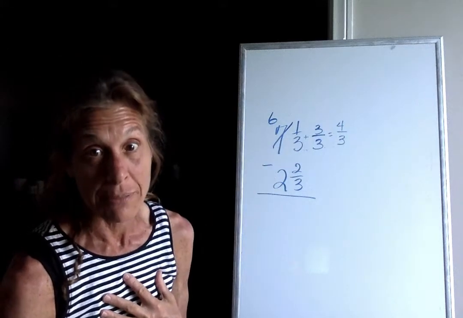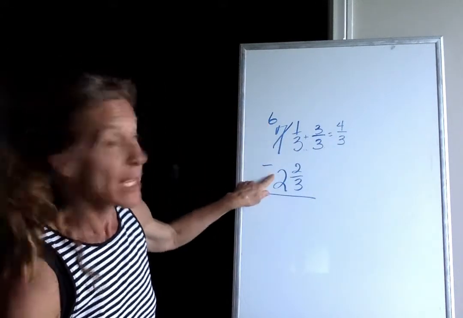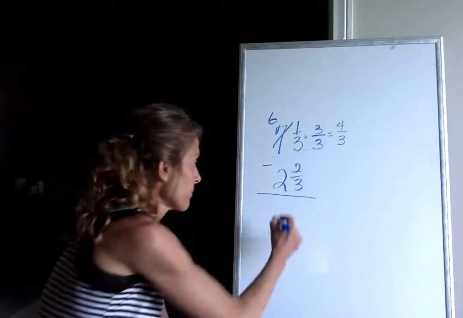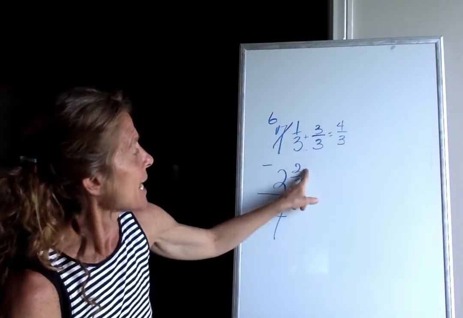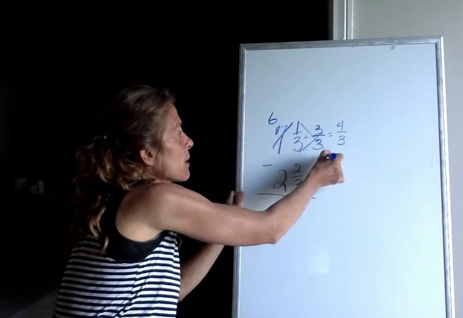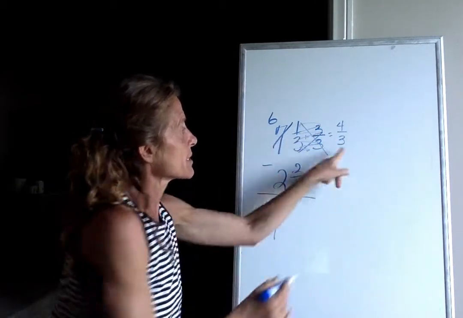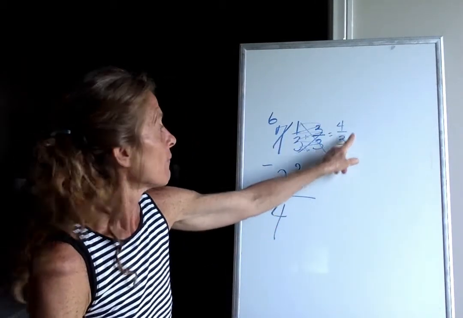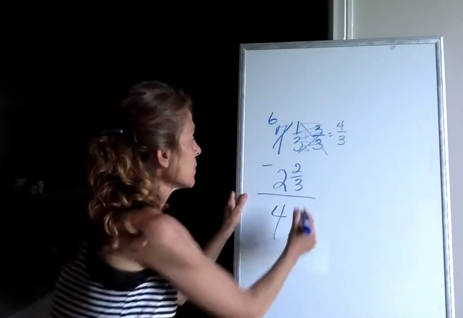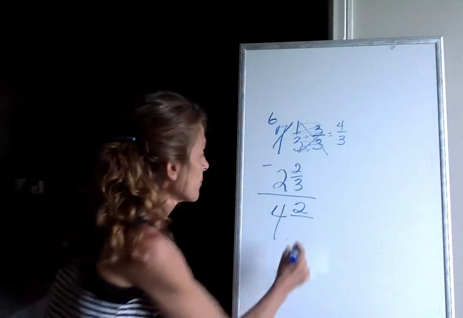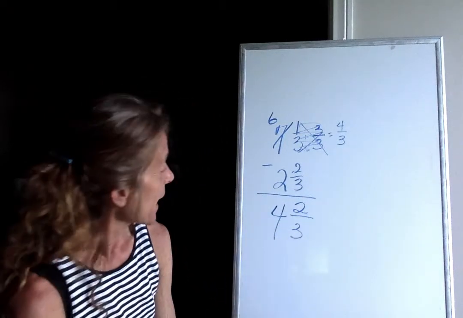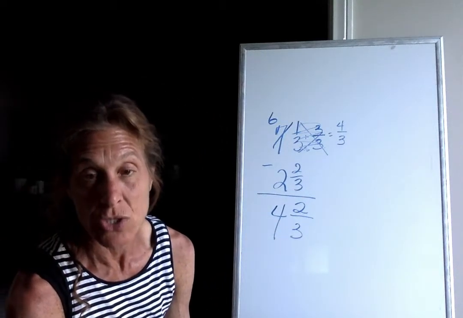Now I can do the problem. 6 take away 2 is 4. 4 take away 2, because I'm done with this. This is now this. 4 take away 2 is 2. What's my common denominator? 3. So my answer is 4 2/3.